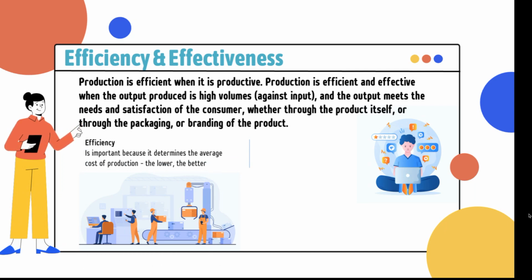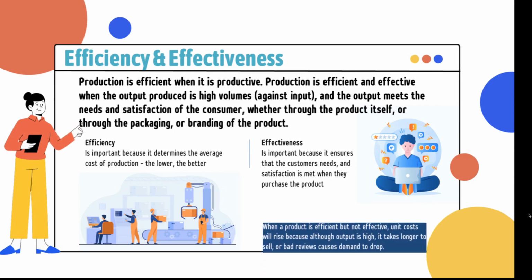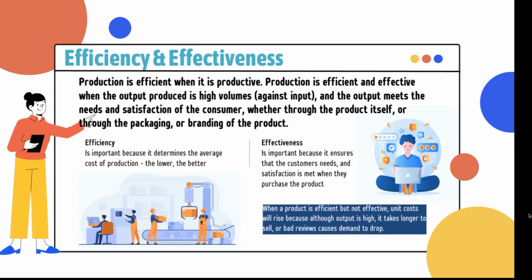Efficiency is important because it determines the average cost of production. Efficiency relates to productivity, so the more you produce, the lower the cost. Effectiveness relates to what customers really want and need, and how satisfied they are when they purchase the product and have what you produced in their hands. So when a product is efficient but not effective, the unit cost will rise, because even though you have lots of these products on shelves in many shopping malls, it takes longer to sell. Or bad reviews can cause the demand to drop, which means this output will not sell.